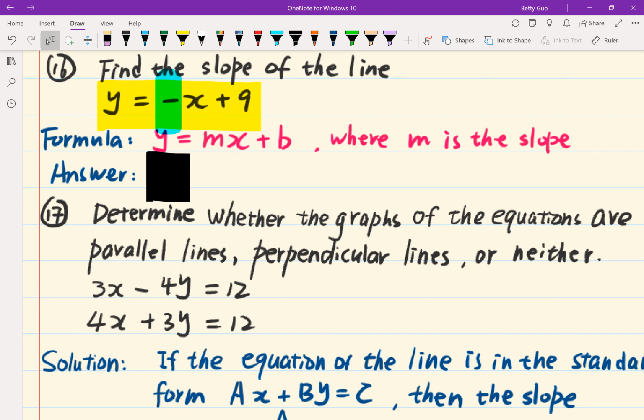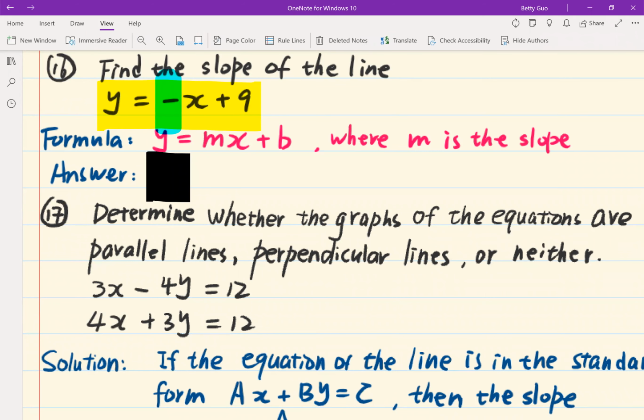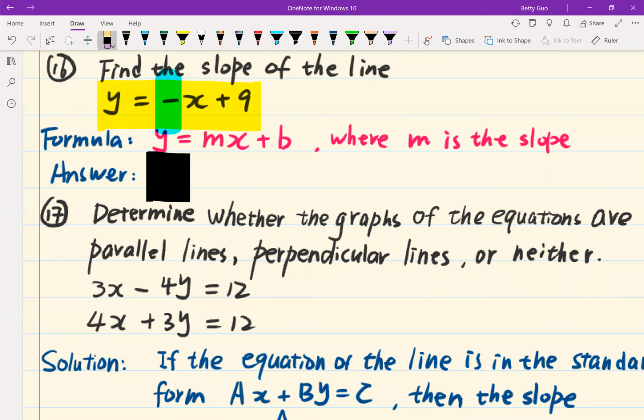Number 16. You are looking at the number 16. I highlighted it in green, right? Is that easy? Super doable, right? It's simply a direct application of the formula. How do you identify slope from slope-intercept form? It's very easy.